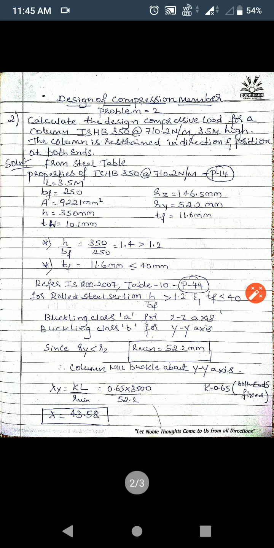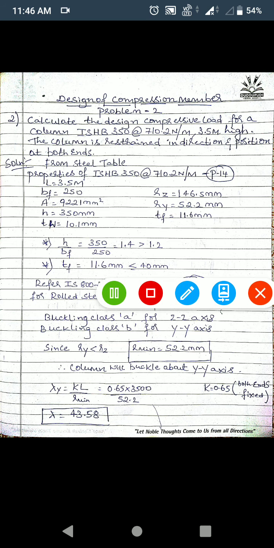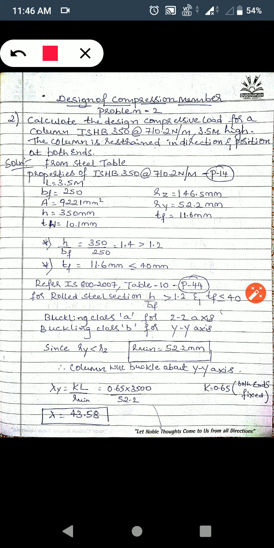Next is to find the slenderness ratio. For slenderness ratio we need the radius of gyration. If you compare the radius of gyration across z-axis and y-axis, y-axis is the minimum value. So the minimum value we have to take into consideration in the design. So r minimum is 52.2 mm. Always we have to consider the buckling class across the YY axis. Since the buckling class is B for YY axis, the buckling class of the section is decided as class B.